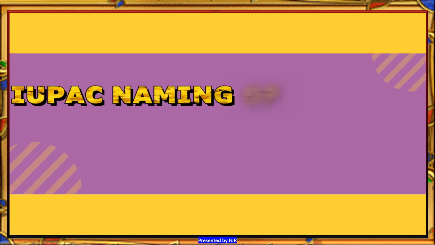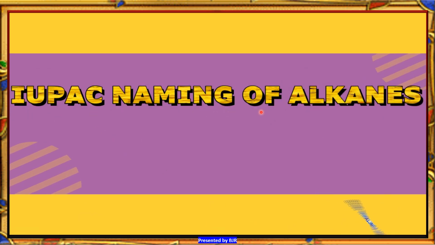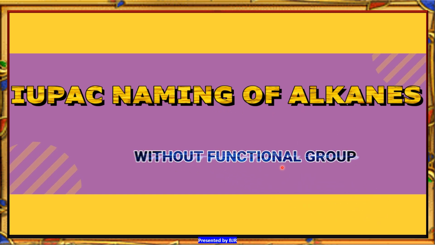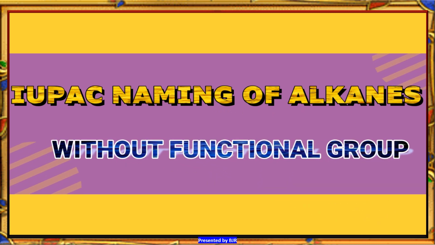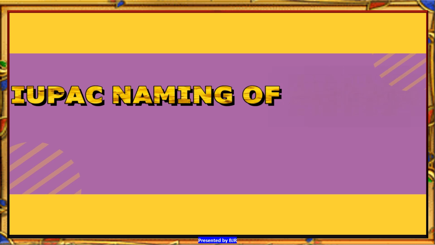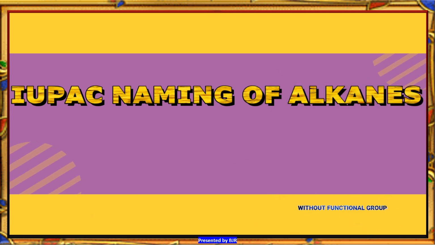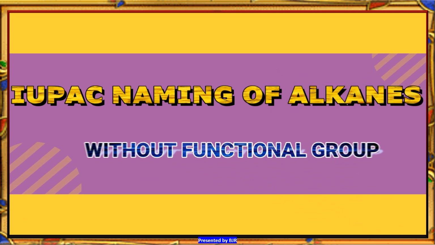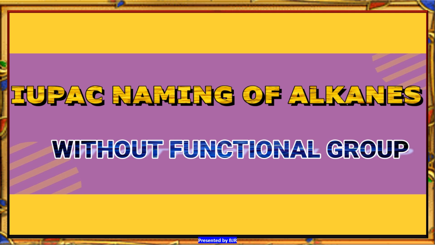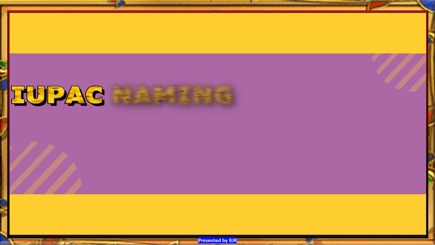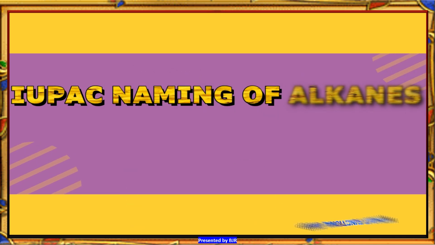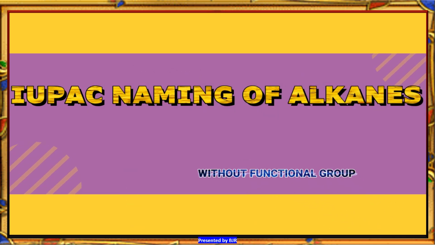Hello and welcome back to our series on IUPAC naming of alkanes without functional group. In the previous videos, we covered the simplest type of alkanes consisting only of carbon and hydrogen atoms. In this video, we are going to explore the naming of more complex alkanes consisting of halogens and alkoxy groups.